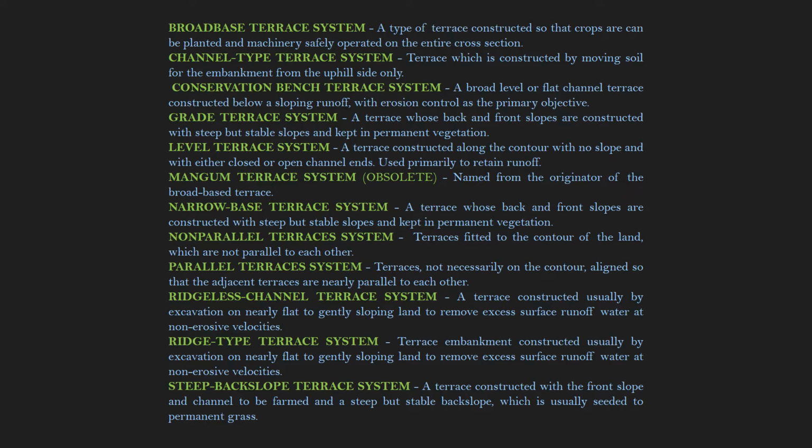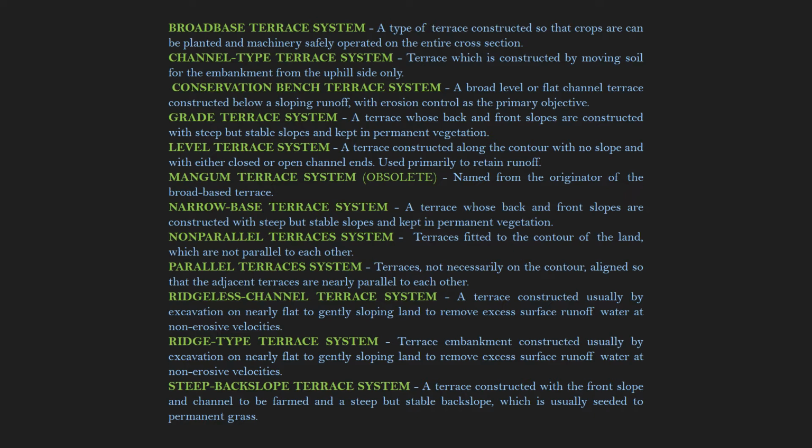Terrace which is constructed by moving soil for the embankment from the uphill side only. Conservation bench terrace system. A broad level or flat channel terrace constructed below a sloping runoff area, with erosion control as the primary objective. Grade terrace system. A terrace whose back and front slopes are constructed with steep but stable slopes and kept in permanent vegetation. Level terrace system. A terrace constructed along the contour with no slope and with either closed or open channel ends. Used primarily to retain runoff.